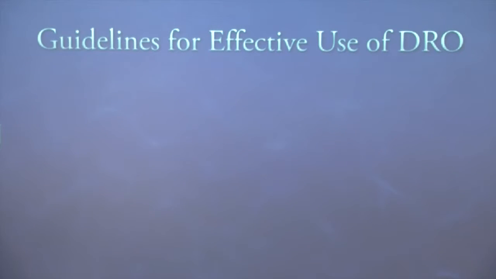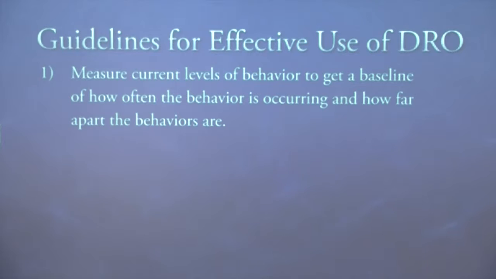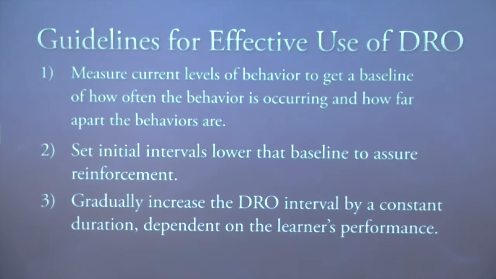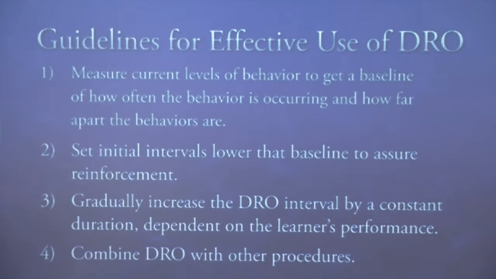To review, to use a DRO procedure effectively: 1. Measure current levels of behavior to get a baseline of how often the behavior is occurring and how far apart the behaviors are from each other. 2. Set initial intervals lower than baseline to assure reinforcement. 3. Gradually increase the DRO interval by a constant duration, dependent on the learner's performance. 4. Combine DRO and other procedures.